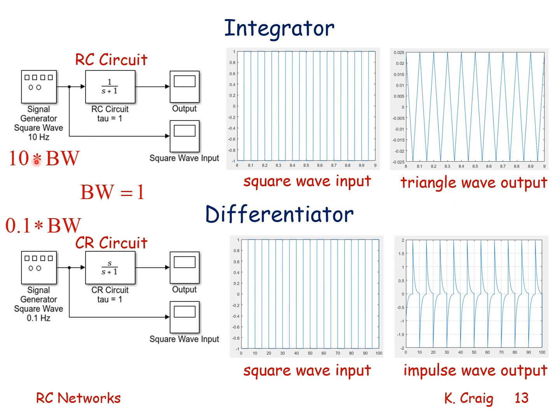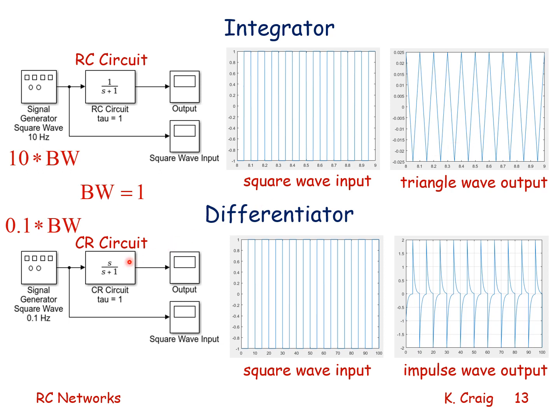At frequencies 10 times that and above, if I input a square wave, the integral of a square wave will be a triangle wave. And I see that happening here. Square wave input, triangle wave output.